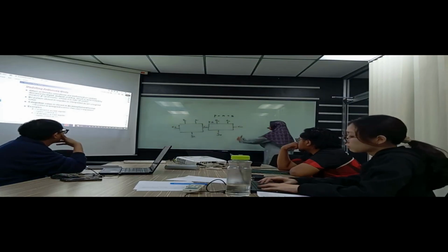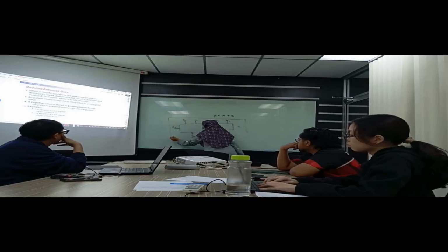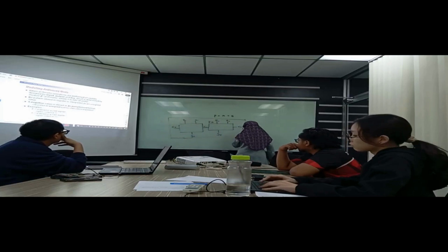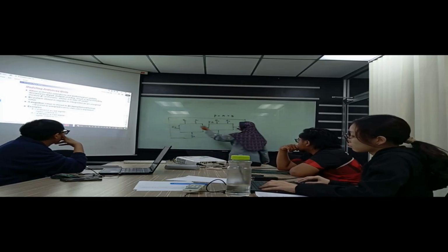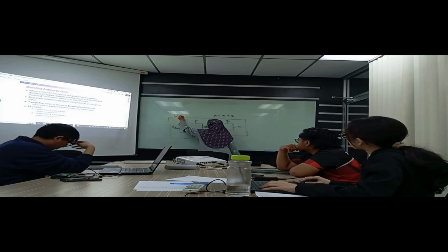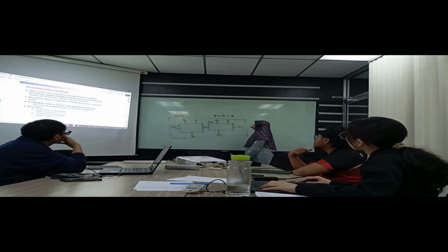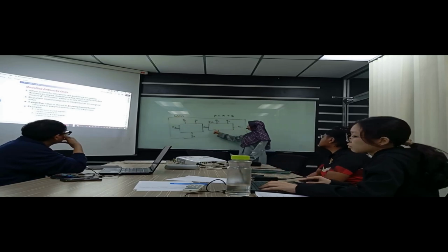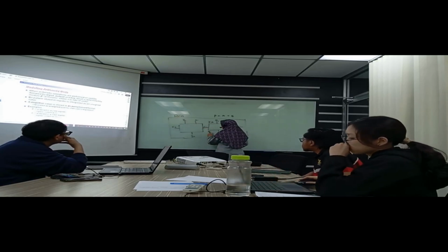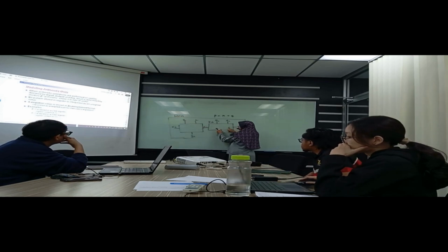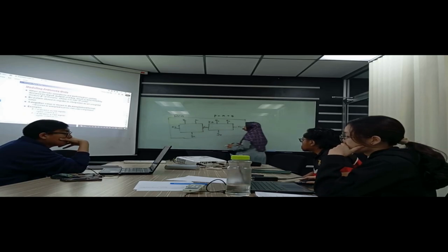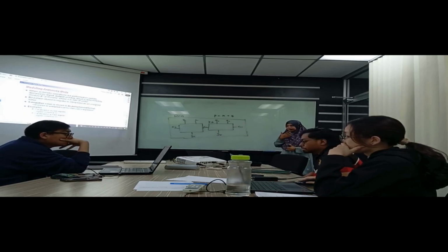So if I combine these together, I will call this block the ripple carry adder, RCA. Why? Because the carry out is cascaded from the neighbor block to the next block. That's why we call it ripple.